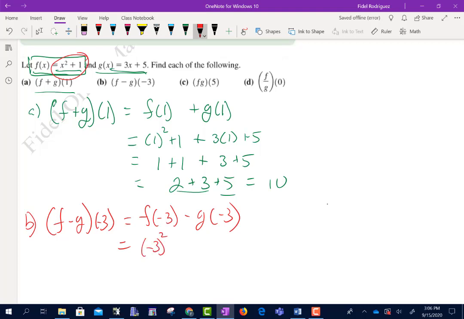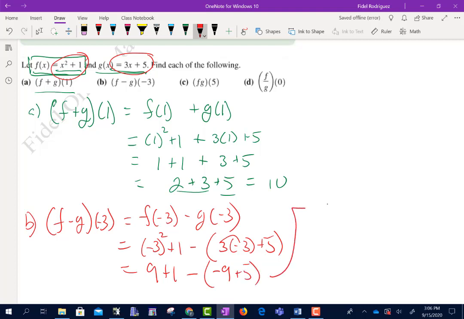So negative 3 squared plus 1, minus, and I'm going to put this in parentheses, guys, 3 times negative 3 plus 5. Okay. So negative 3 squared is 9, plus 1, minus 3 times negative 3, which is negative 9, plus 5. So 9 plus 1 is 10. Minus, let's see, negative 9 plus 5 is negative 4. So that becomes 10 plus 4, which is 14.